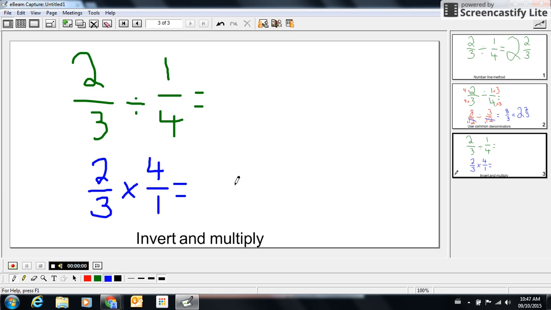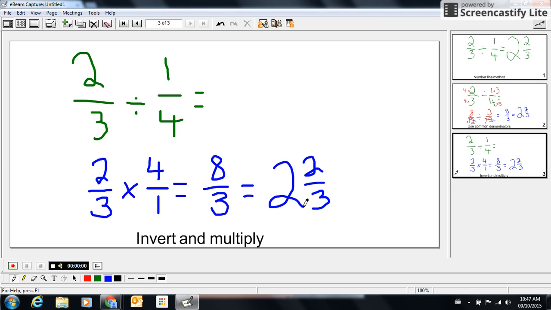Sorry about that. If I flip it, remember we just multiply the numerators and multiply the denominators. So in this case, 2 times 4 is 8, and 3 times 1 is 3. So we're left with 8 thirds. We want to change that to a mixed number. How many times does 3 go into 8? We know it goes in twice with a remainder of 2, and the denominator stays the same.